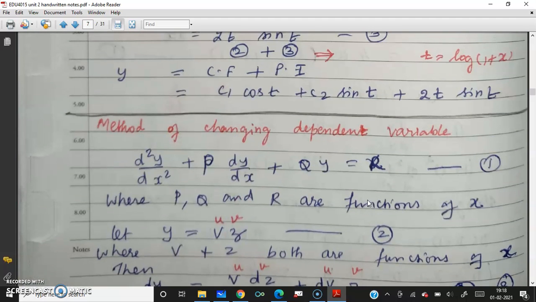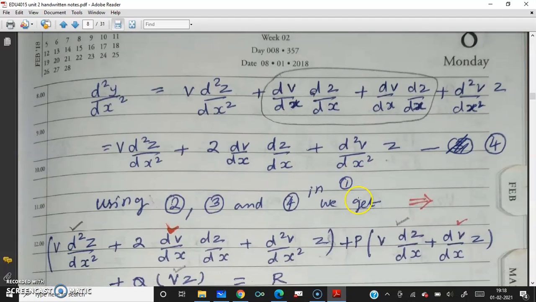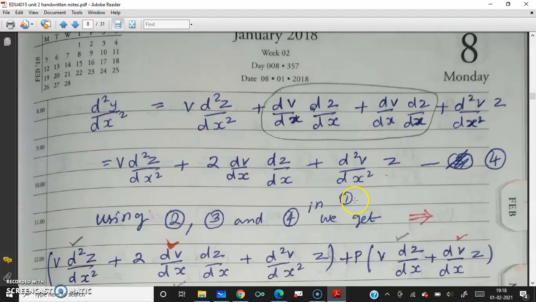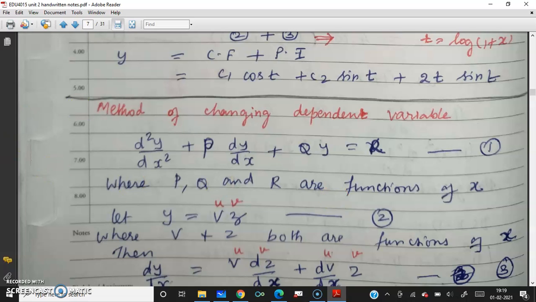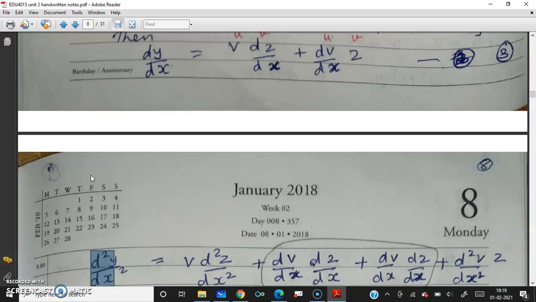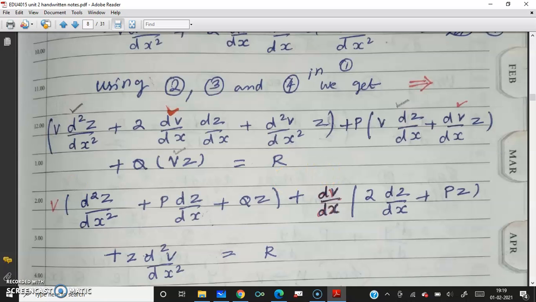What is my equation 1? Equation 1 is d square y by dx square, which we have found here, that is equation 4. If you substitute y equal to vz, this is what we got. Next one is p dy by dx. We have found dy by dx to be v dz by dx plus dv by dx into z. These two we are going to substitute in equation 1. So this is what you will get.